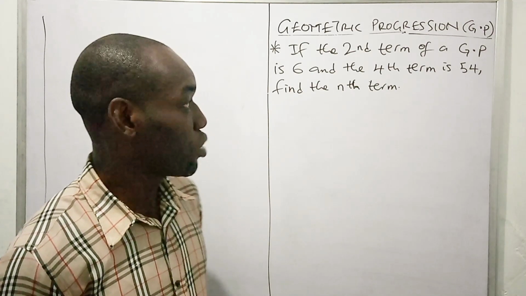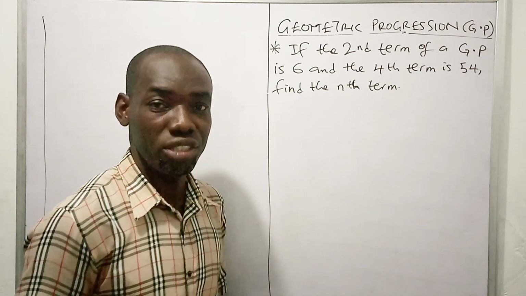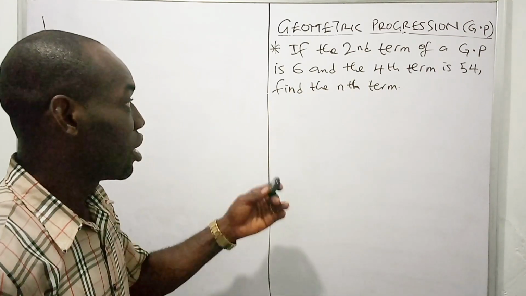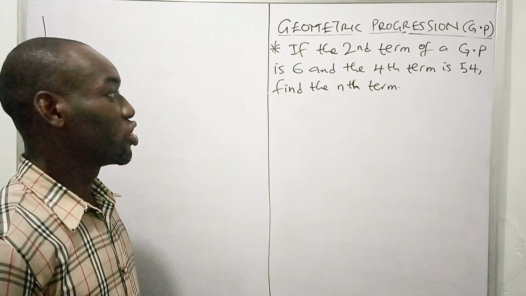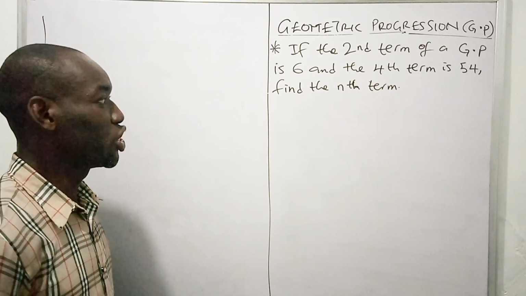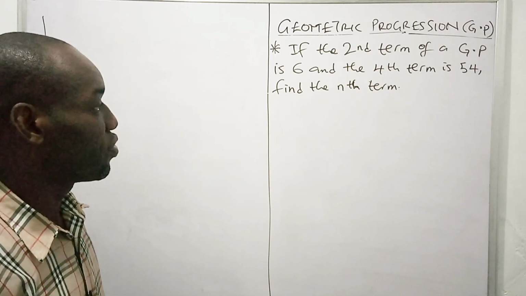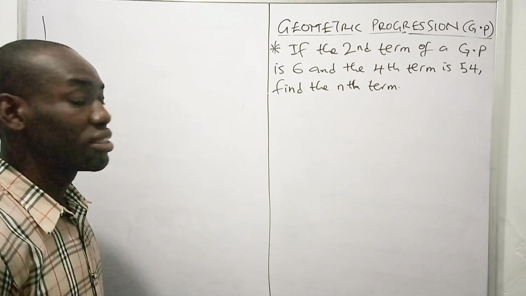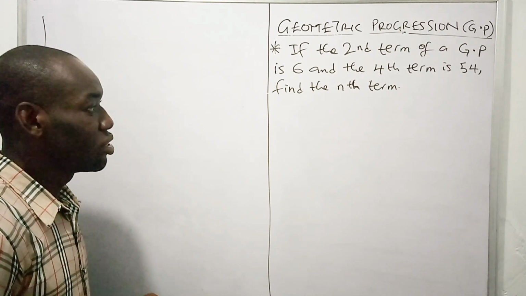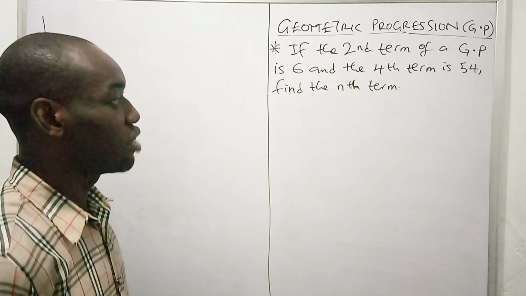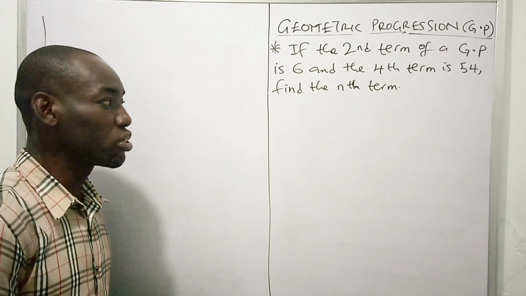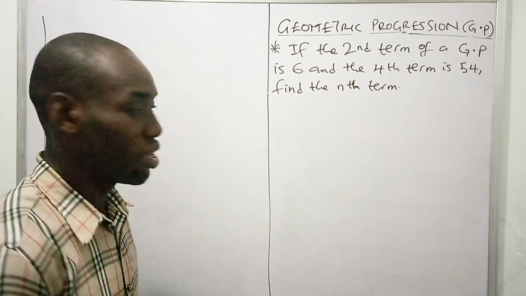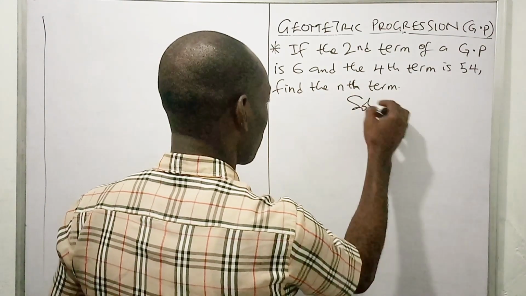In our class for today, we'll be looking at geometric progression, known as GP. The question says, if the second term of a GP is 6 and the fourth term is 54, find the nth term. Before we get the nth term, we need to get the value of the common ratio and also the first term, A. So quickly, let's get the solution.